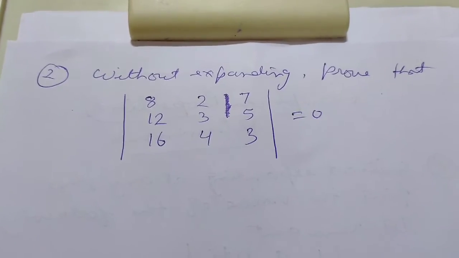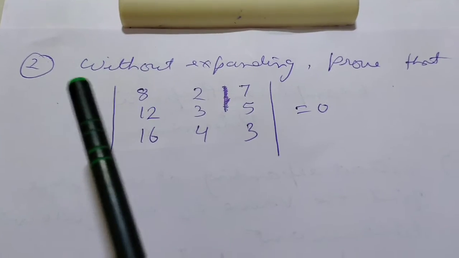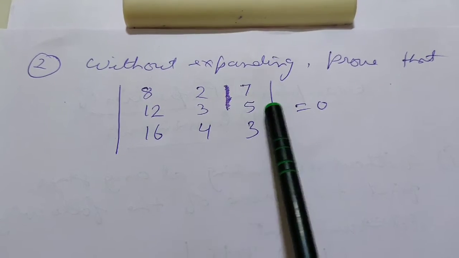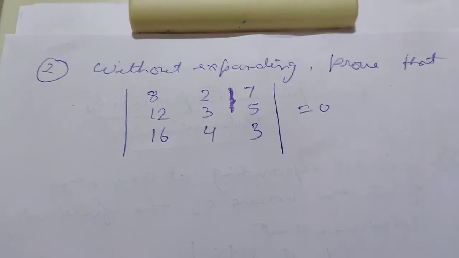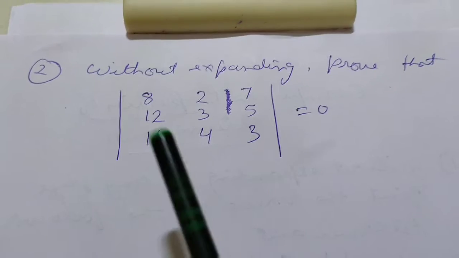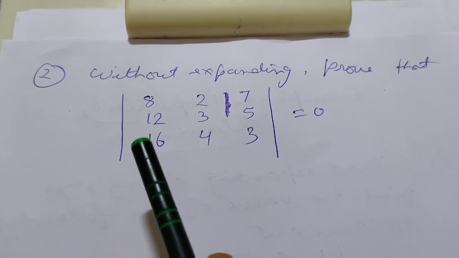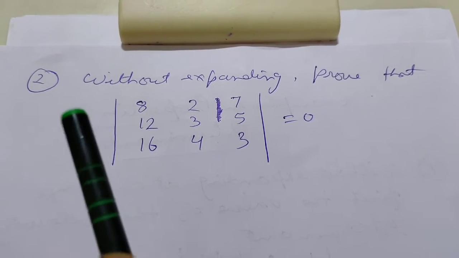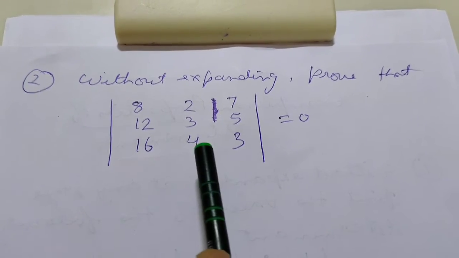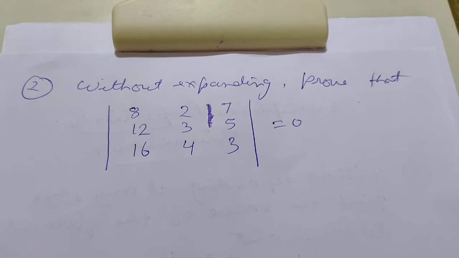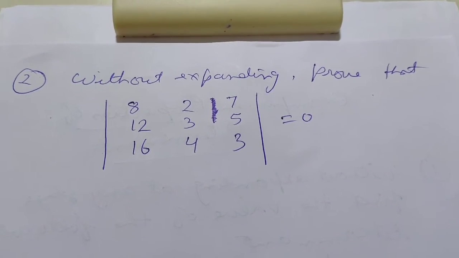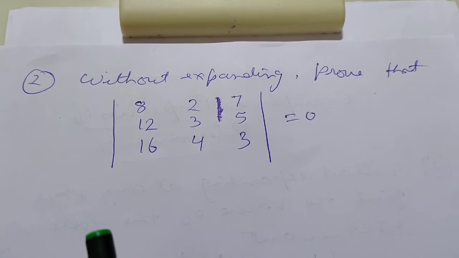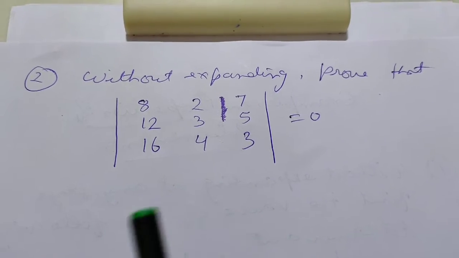Now let us do one same type of question. Without expanding, prove that the determinant 8, 2, 7, 12, 3, 5, 16, 4, 3 equals 0. You have to prove that the value of this determinant is equal to 0, and we do not have to expand. You know how to expand a determinant, but without expanding, only by applying properties, you have to show that the value is 0. Recall all the properties we have already gone through.